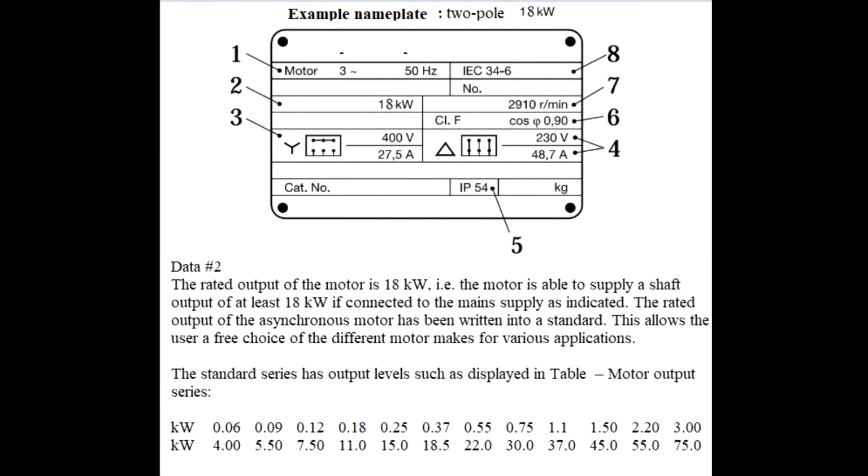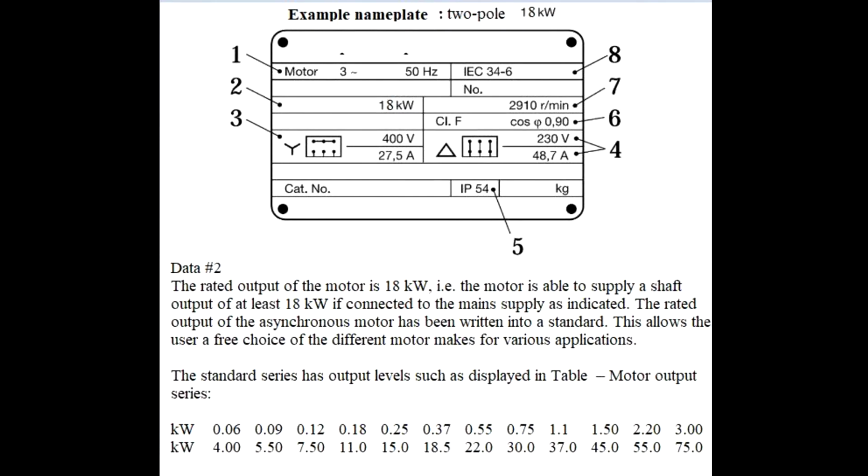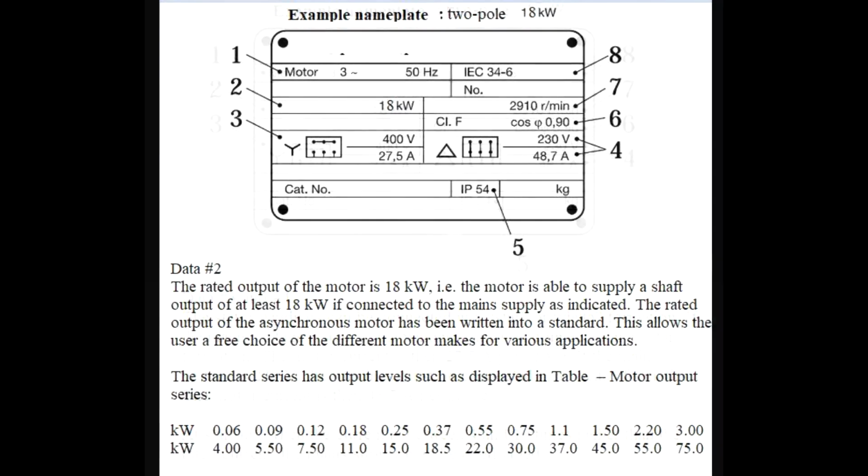The rated output of the asynchronous motor has been written into a standard. This allows the user a free choice of different motor makes for various applications. The standard series has output levels as displayed in the table. Motor output series: 0.06 kilowatt to 3 kilowatt, 4 kilowatt to 75 kilowatt. Data number 3 and 4.